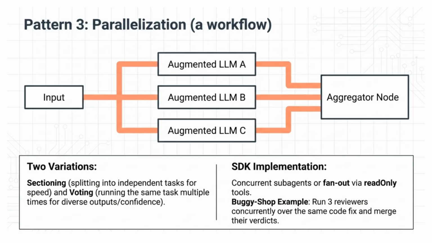This maps onto 2 SDK mechanisms. For sectioning, use concurrent subagents: a style checker, a security scanner, and a test coverage agent running at the same time, with their summaries aggregated by the parent. For lighter weight parallelism inside a single agent, use read-only tools. Mark a tool read-only, and the SDK fans out concurrent calls. Voting is the same subagent mechanism pointed at one question. Run 3 reviewers over the buggy shop fix and merge their verdicts, which catches what any single pass would miss.